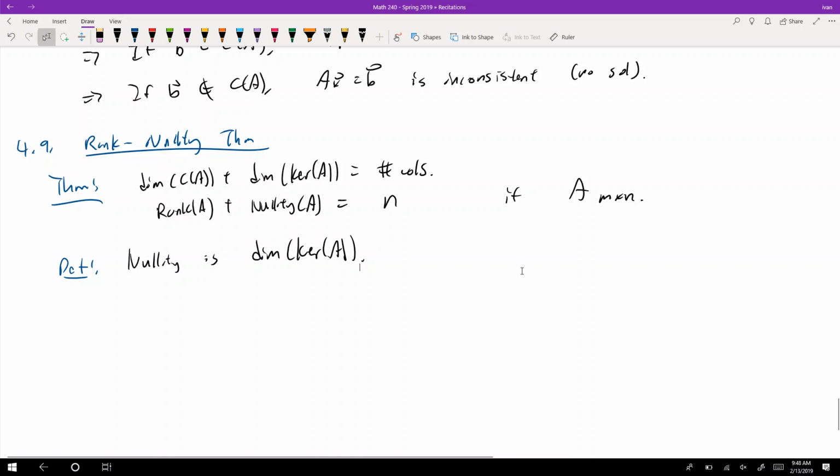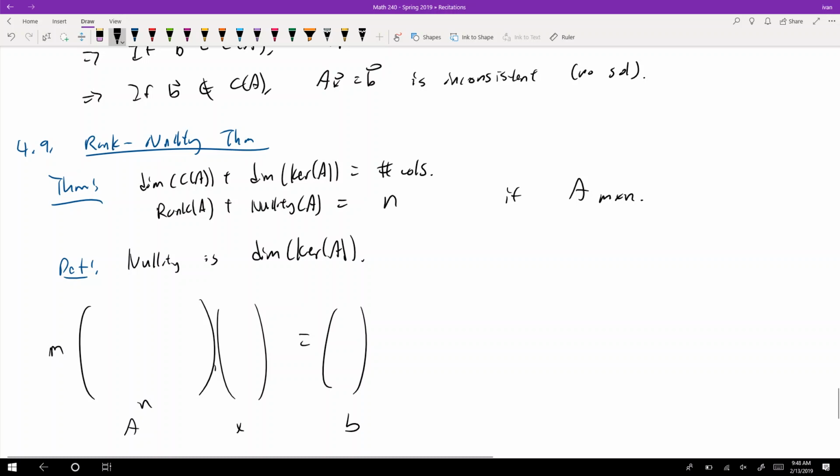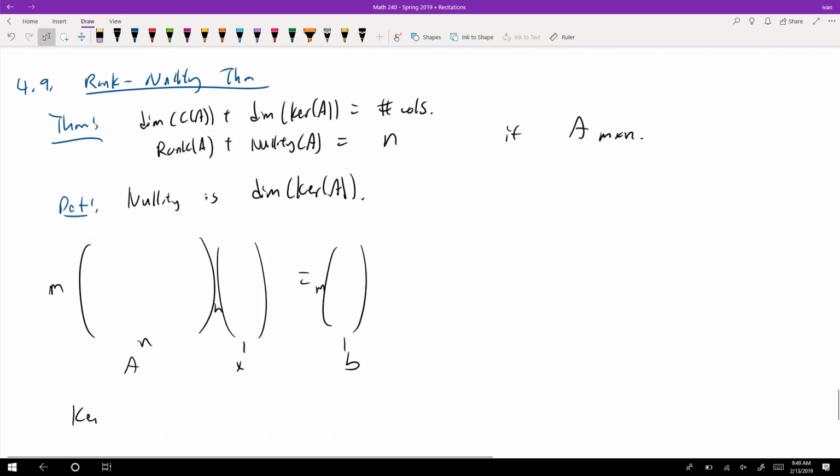And if we remember what the kernel was, the kernel of A is the set of all x's, but x is n by 1, so it's in R^n, such that Ax is equal to 0. So that's the kernel of a matrix.